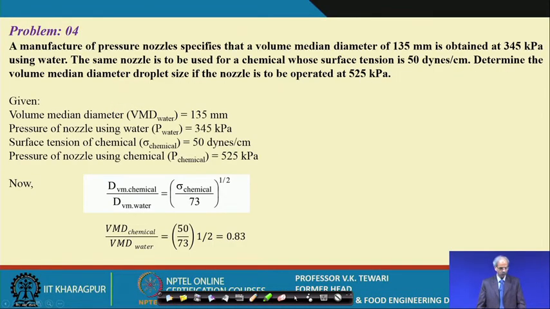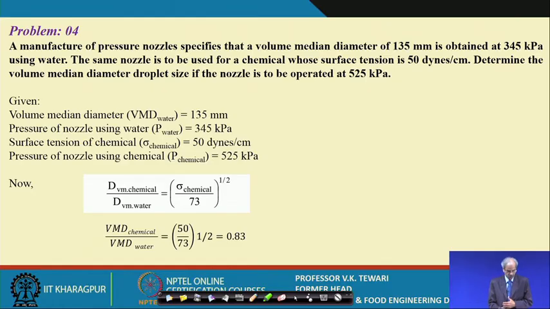Let us take another problem. Well, it is worth showing you this, because this is a problem which has been talked of with respect to one aspect of the volume median diameter, and it is a very straightforward problem. Although to you, once you have not seen the solution, it will appear that it is very difficult.